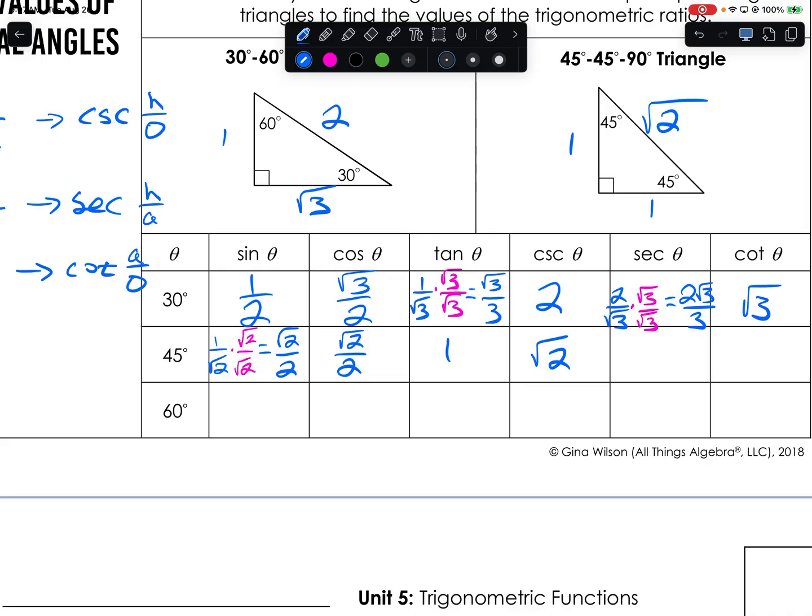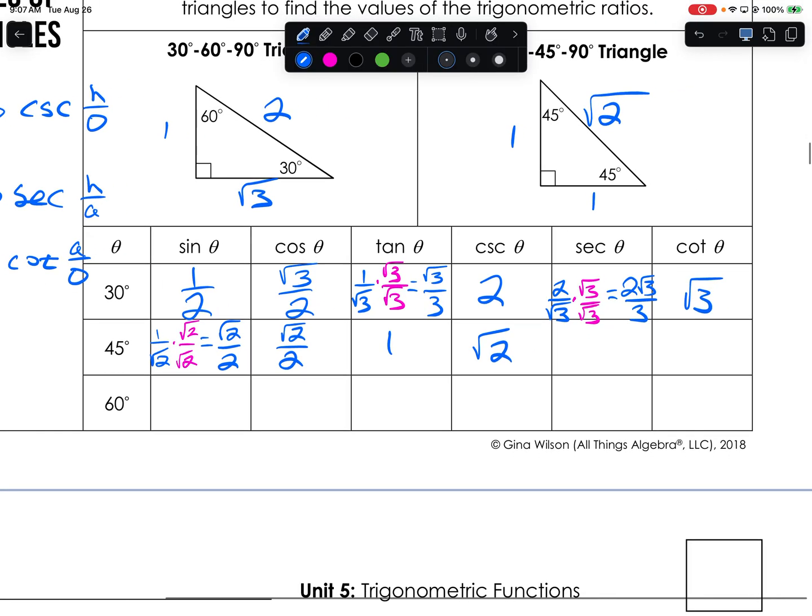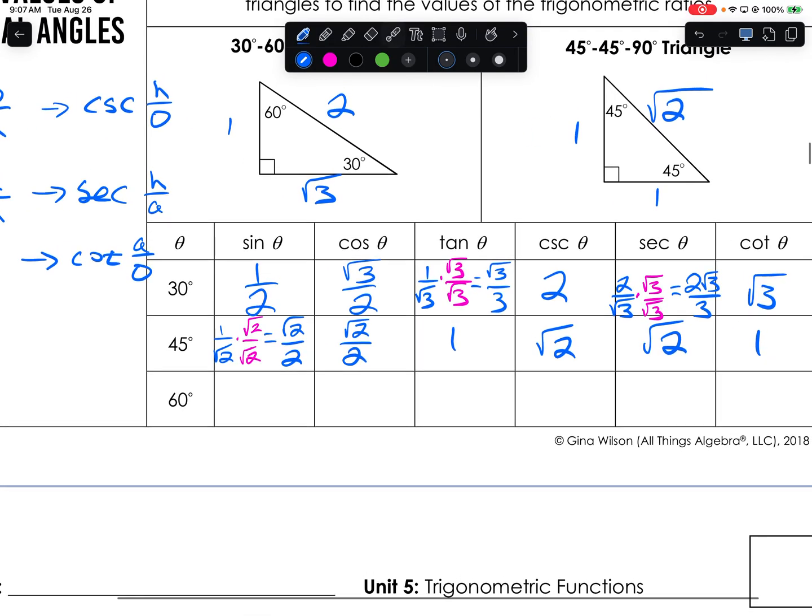So secant, what am I going to get? Same thing. Square root of 2. And then here also the same. Flip 1, you still get 1. Okay? All right. Back to the 30, 60, 90 now.